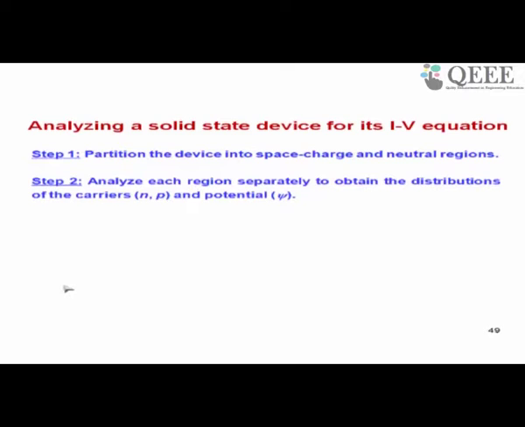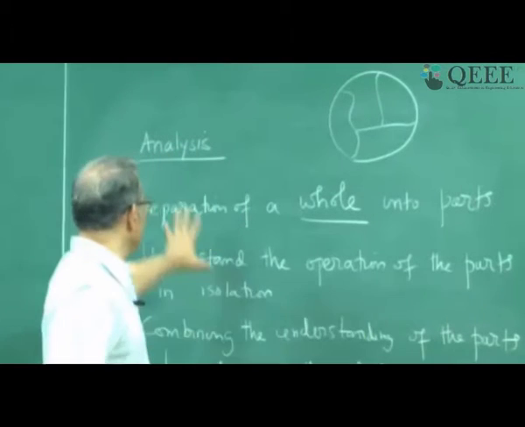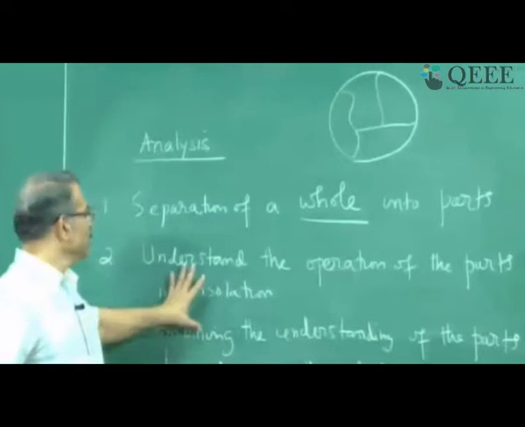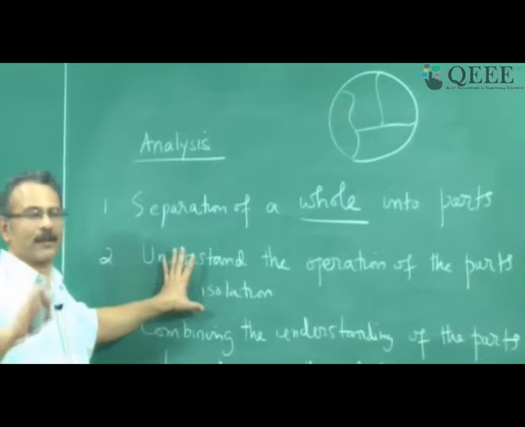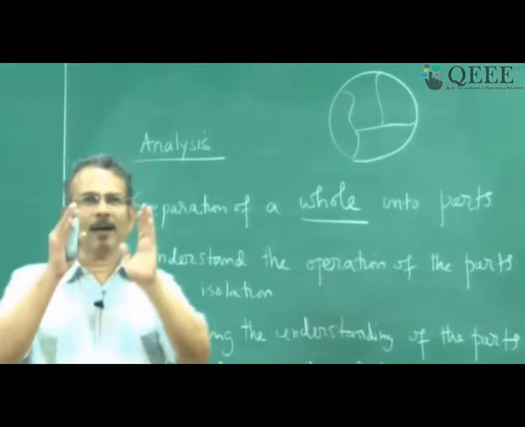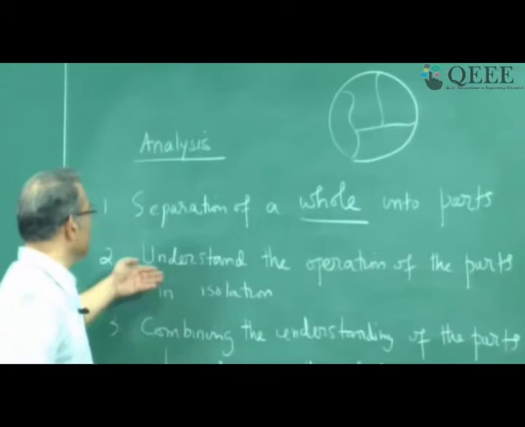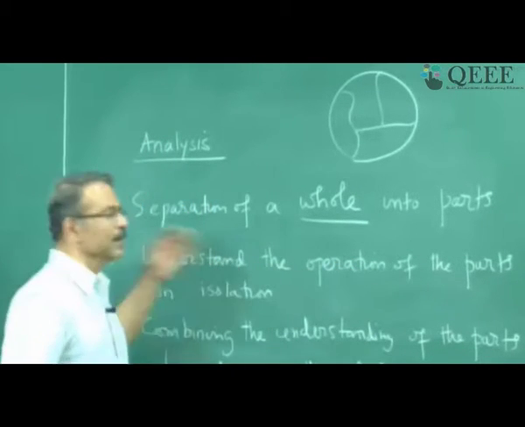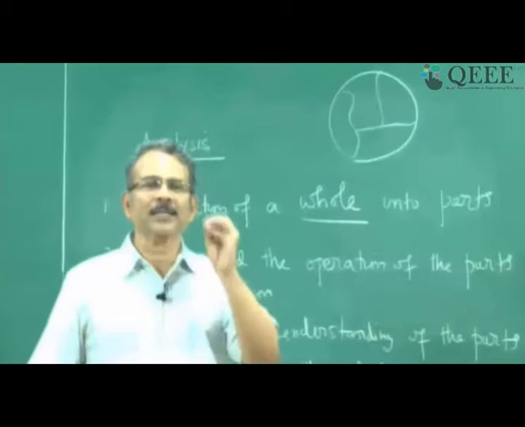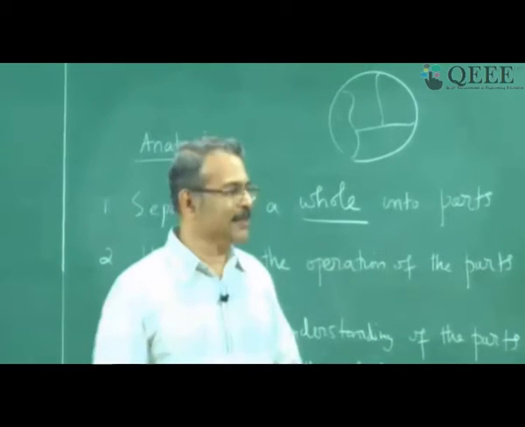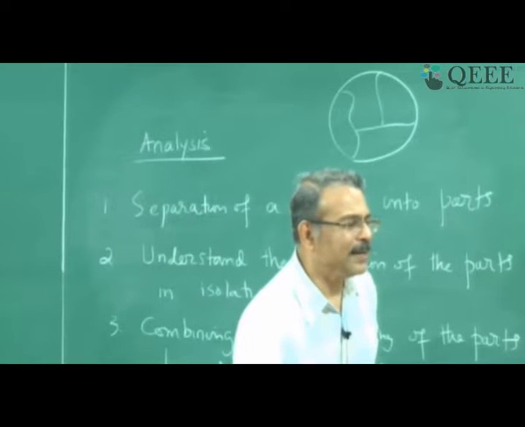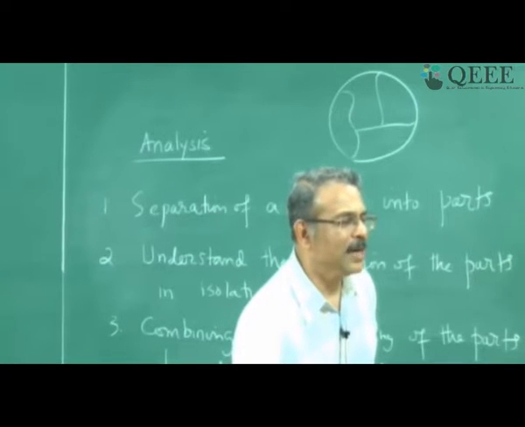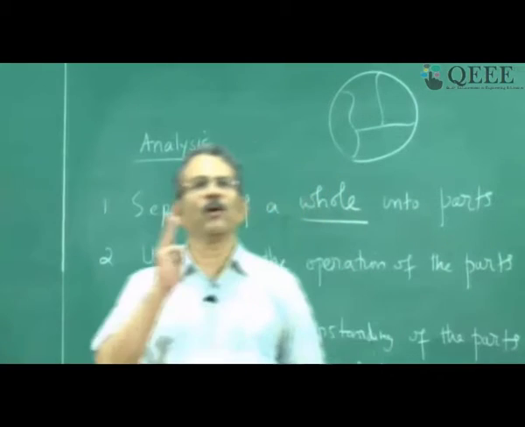So when we say understand a part of a device, what exactly do we mean? What we have written on the board is a general definition for analyzing anything. Now in the context of semiconductor devices, what does understanding the operation mean? Specifically, it means getting to know the distributions of carriers, that is electrons and holes, and the potential. These three quantities.